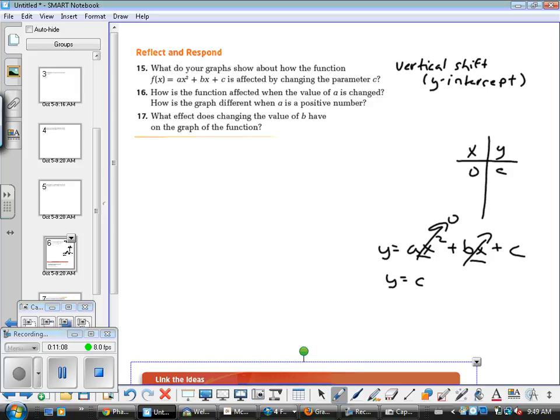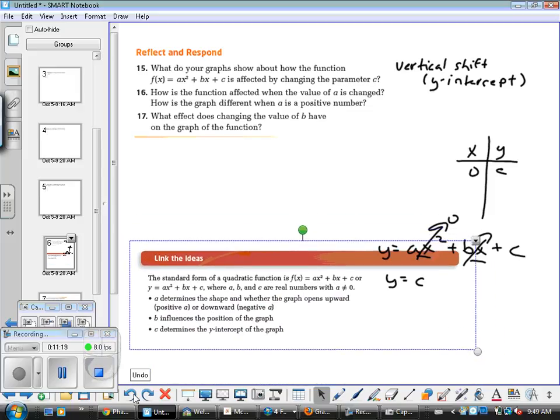Okay, and then changing the value of b, we saw that that was a shift. All right, so let's drag up this link the ideas and see. This is what it says in your book. That a determines the shape and whether the graph opens upward or downward. B influences the position of the graph, and C determines the y-intercept of the graph, which is also position, right? That's vertical position. They don't say that A influences the position, but we could see that it did. And when we look at how you can calculate P and Q, you're going to see that A is part of that calculation. We'll just see that in a second.